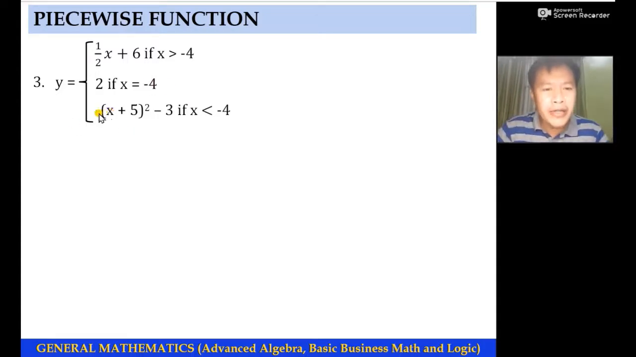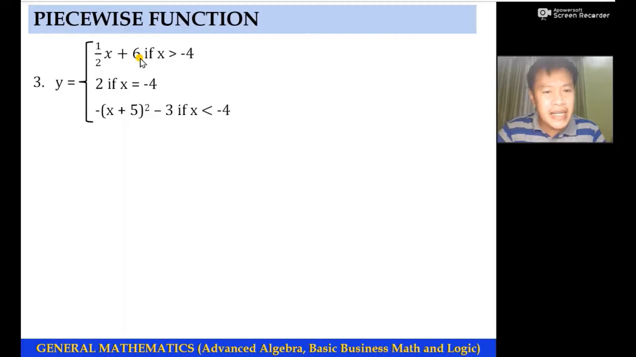The third function is a quadratic function opening downward. And this is given by y is equal to negative quantity x plus 5 quantity squared minus 3 if x is less than negative 4. Take note, we have the common value of x for the two subfunctions. We have also here the negative 4 as the common value of x.